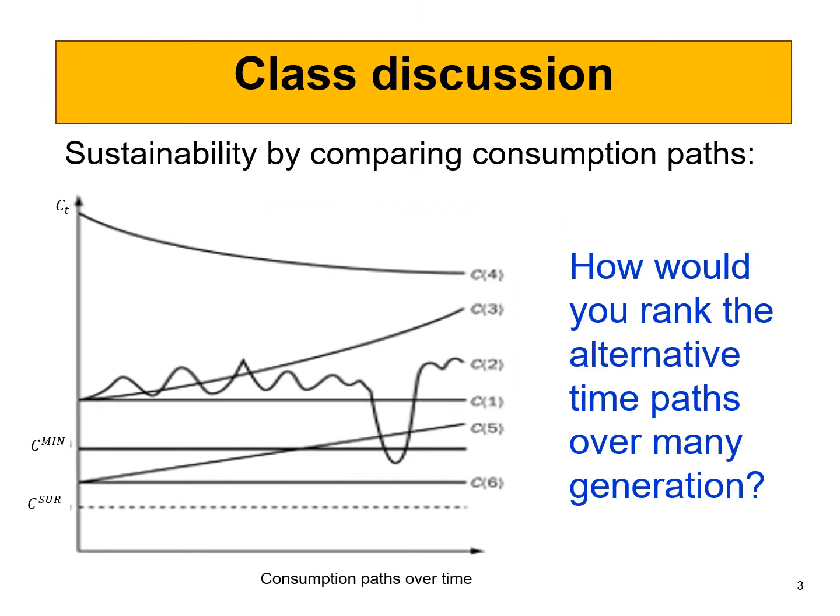Based on the definitions that we have learned in the previous slide, how would you rank the alternative time paths over many generations? So we are talking about 100 years of generations. Based on these time paths, which one do you think represents sustainability? Should we choose the first time path, or perhaps the second? Which one is the best to represent the concept of sustainability? Any idea?